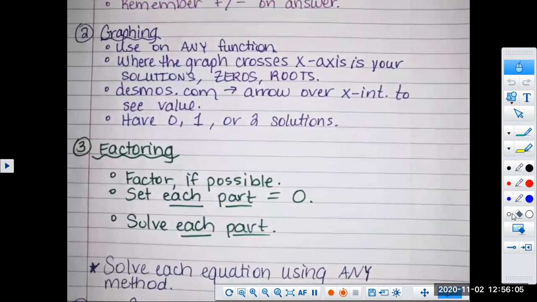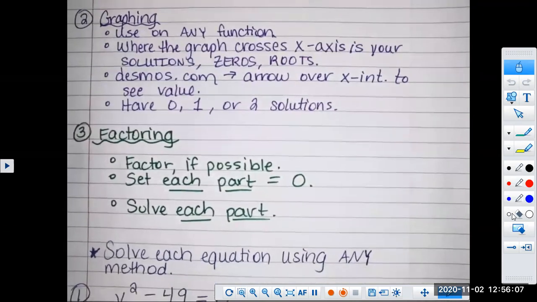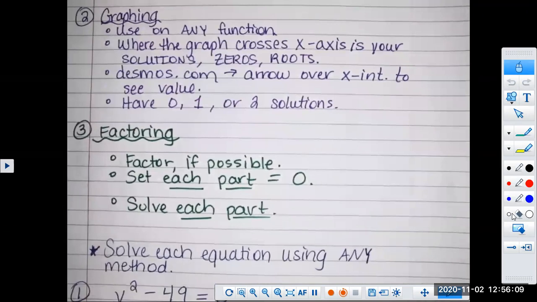The factoring method, you of course factor it if possible, just like we did in 4.4. See if they have anything in common, or see if you have a trinomial that will factor. If you don't have something that will factor and you can't use square roots, then you must use the graphing method. But how you factor, set each part equal to 0, and then you're going to solve each part.